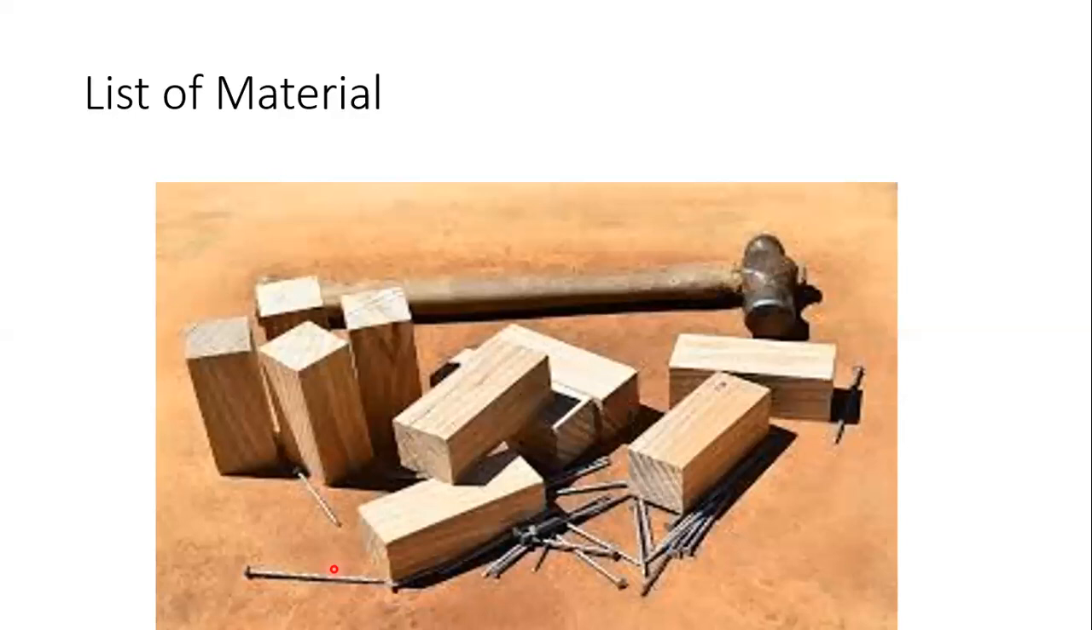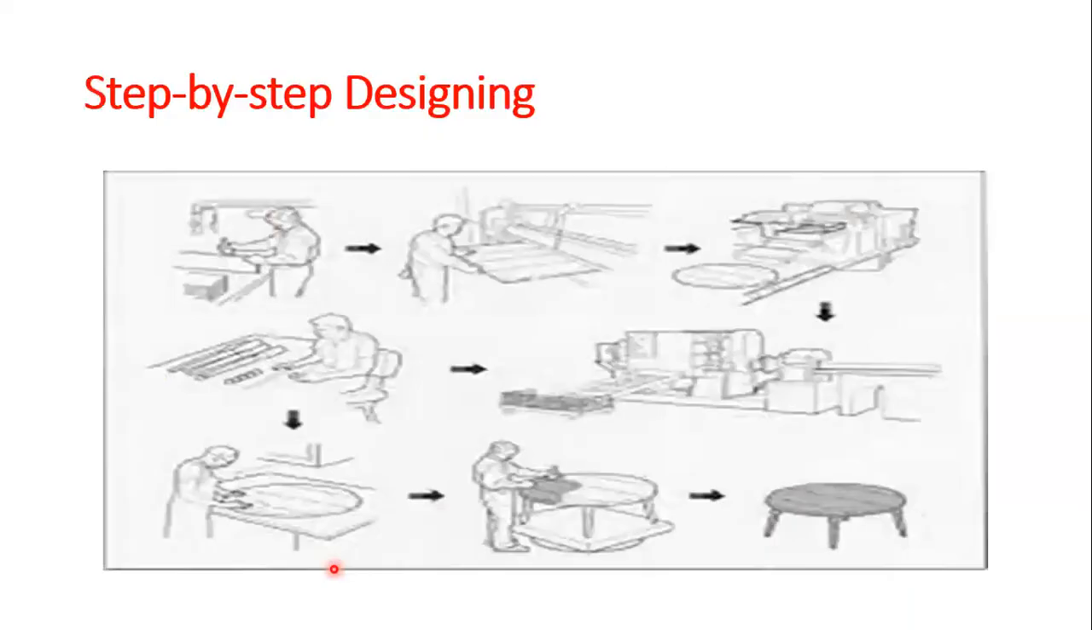Clear? So in computer science, the material you use is this data. Fine. I'm sure that you have understood that whatever you are designing, be clear about the list of tools and the list of material. And here is the important thing: step by step designing. Clear?